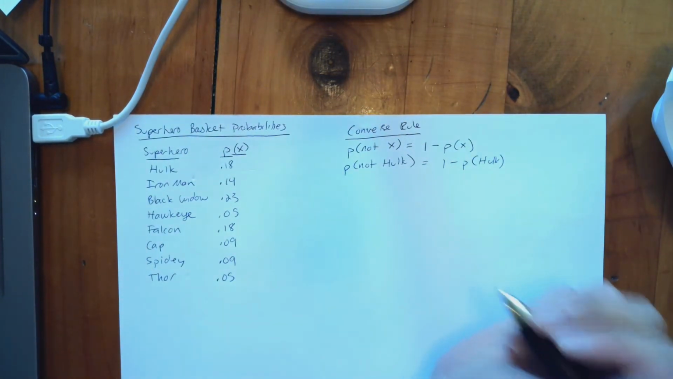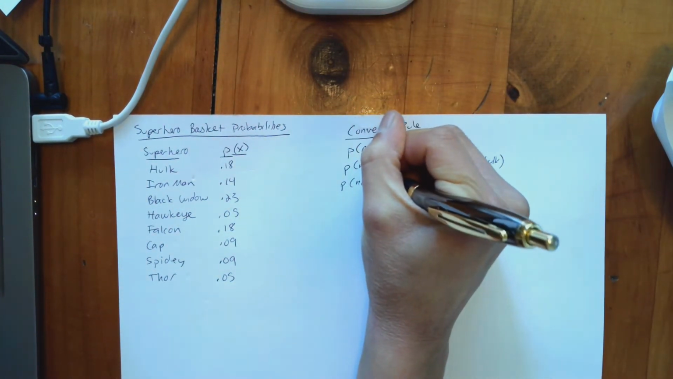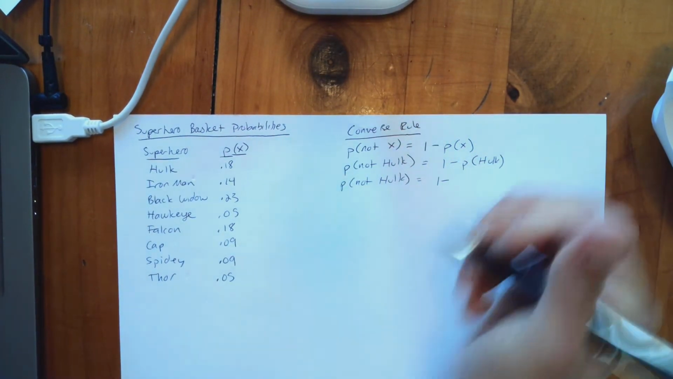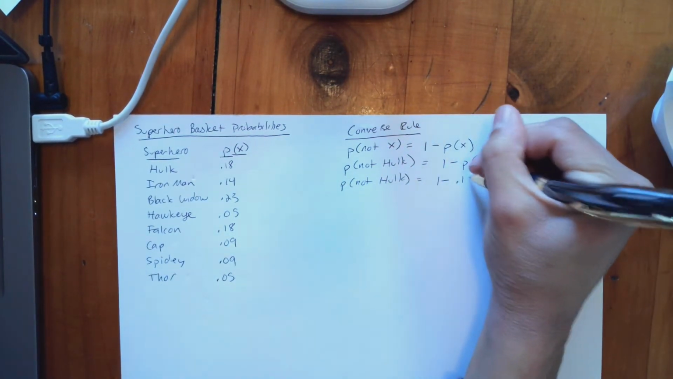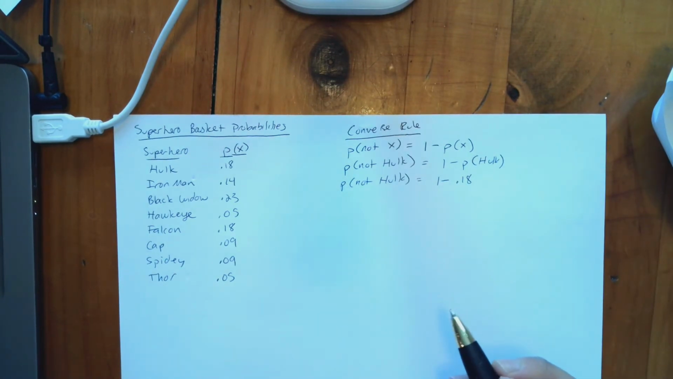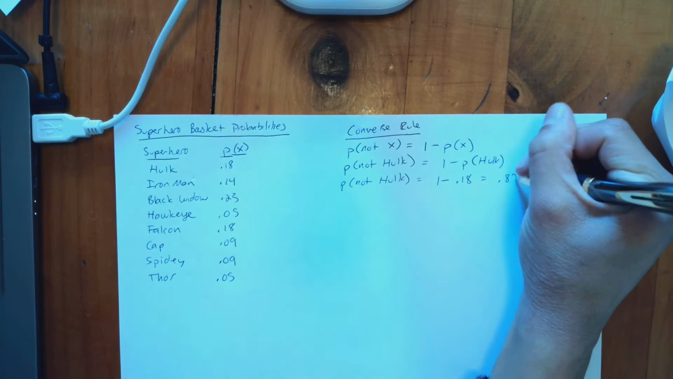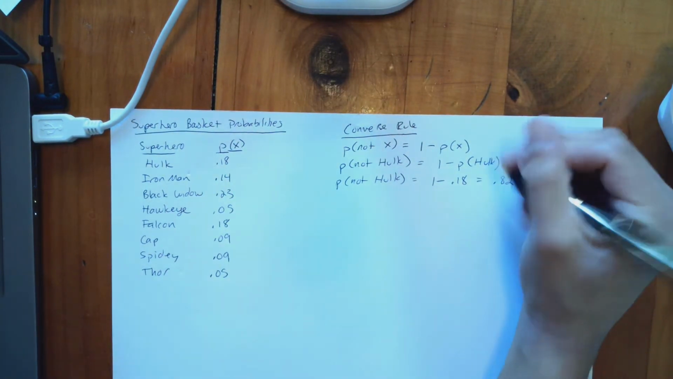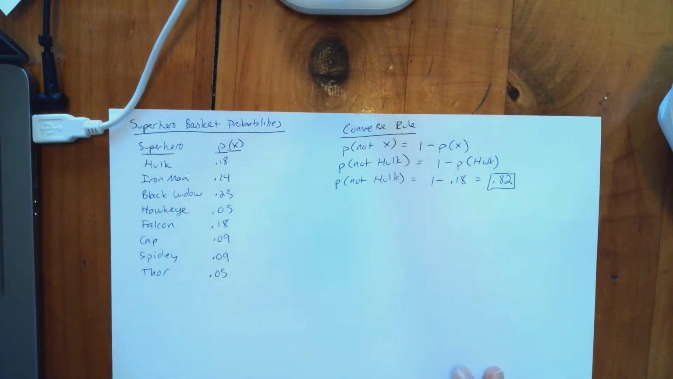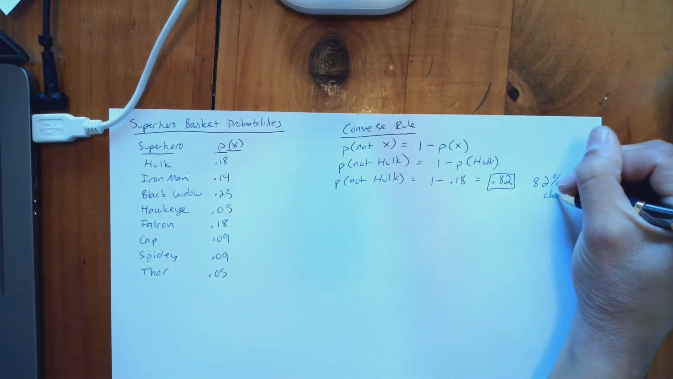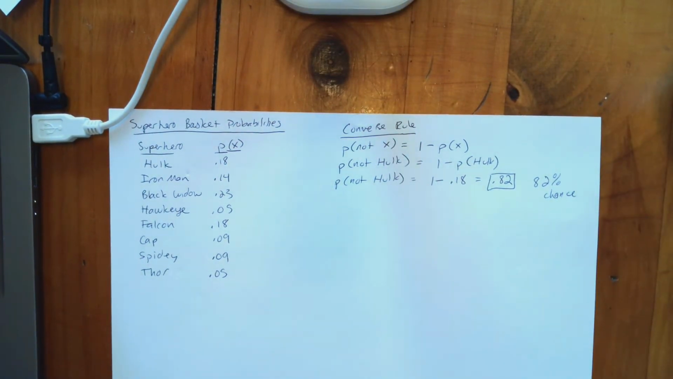So our probability of not Hulk is going to be equal to 1 minus 0.18, which is our probability of getting the Hulk, and that's going to come out to 0.82. So we have a probability of 0.82, or an 82% chance that when you reach into the superhero basket, you're not going to pull out a Hulk. All right, so that's the converse rule.